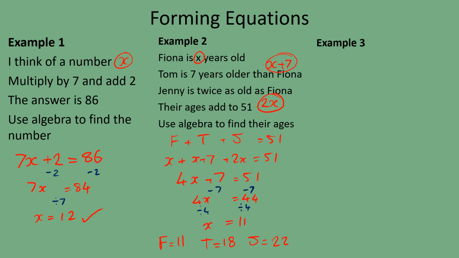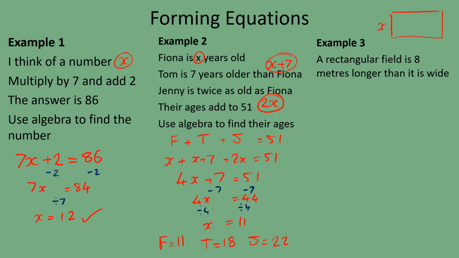Lastly, third example. We've got a rectangular field. Let's draw that out. 8 meters longer than it is wide. Okay, so let's say that this top bit is the long side, is obviously the long one. And we'll call the short side X, because that's something we don't know. And we tend to use algebra to represent things we don't know. And so the other side must be X plus 8, because it's 8 meters longer.